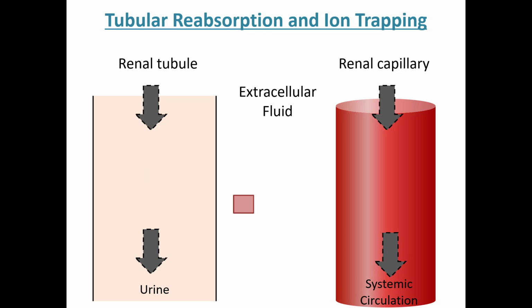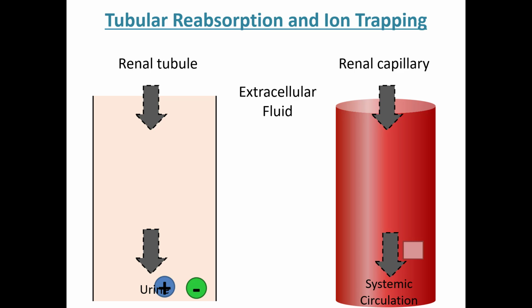When an uncharged and lipophilic compound is filtered at the glomerulus, it will be able to diffuse across the membrane of the renal tubule into the extracellular fluid and then back into the systemic circulation. This process is known as tubular reabsorption. This will prolong the time that the compound remains in the systemic circulation and slow down its elimination. When charged compounds are filtered at the glomerulus, they will not be able to be reabsorbed across the membrane of the renal tubule. Thus, they will remain in the renal tubule and will be excreted in the urine. This is known as ion trapping.